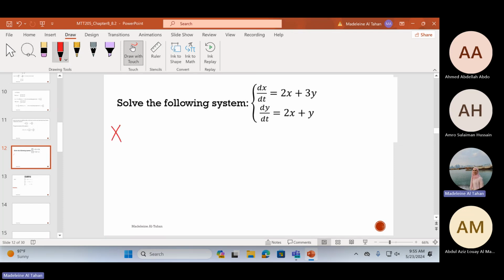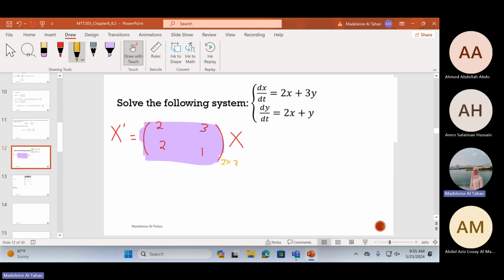How many equations do we have? Two. Two equations. What's A? 2, 3, 2, 1. This one that is here. Can we apply the method of eigenvalues? Yes, because this one is homogeneous plus these ones are constants, right?